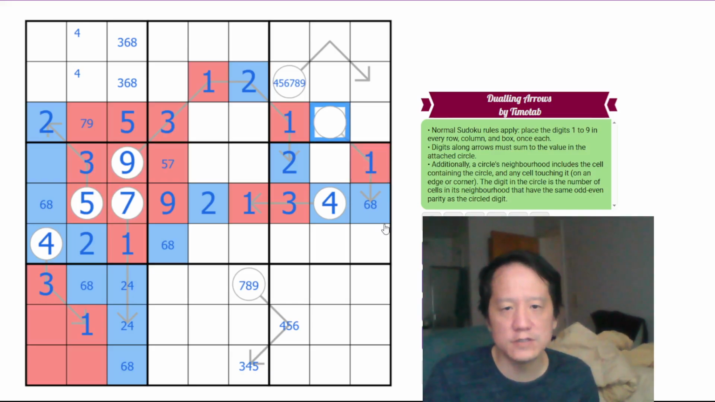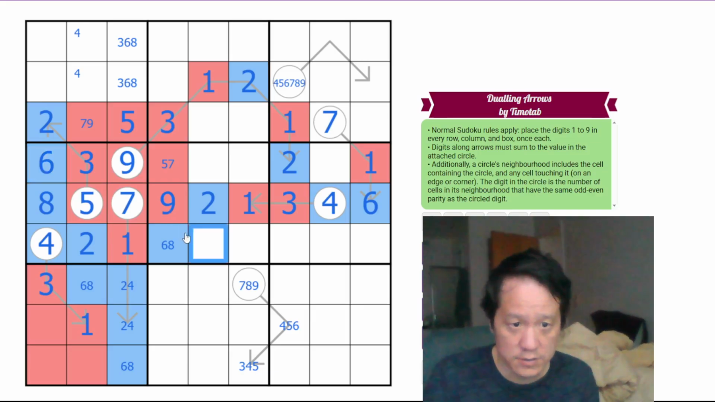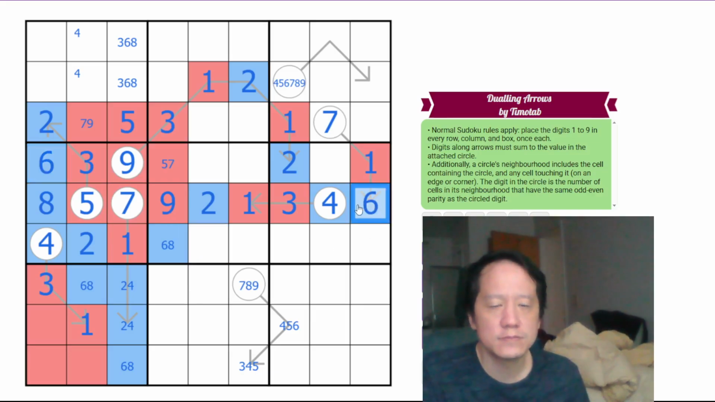That means this is 7 or 9. But if it were 9, all 9 of these digits would be odd. So that's not allowed. So this has to be 7, which makes this 6, which makes this 8, which makes that a 6. 7, so of these, 7 out of these 9 are odd.